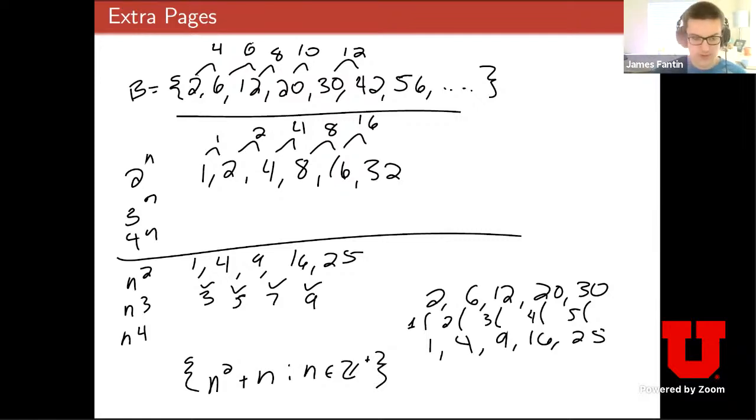Because when you plug in 0, you'll get 3. When you plug in 1, you'll end up with 5. So good question.